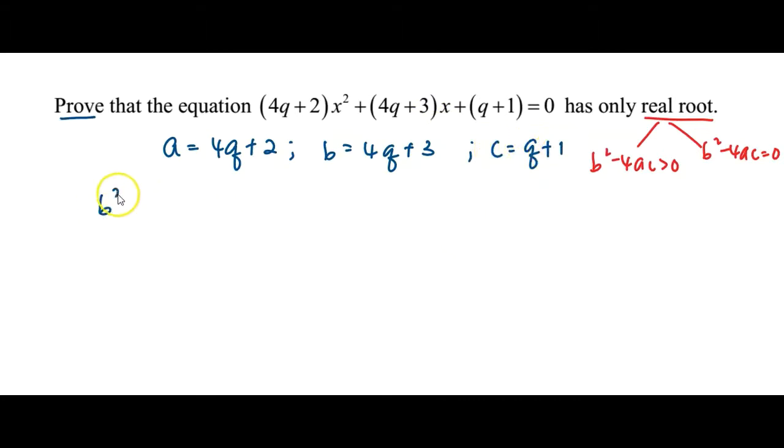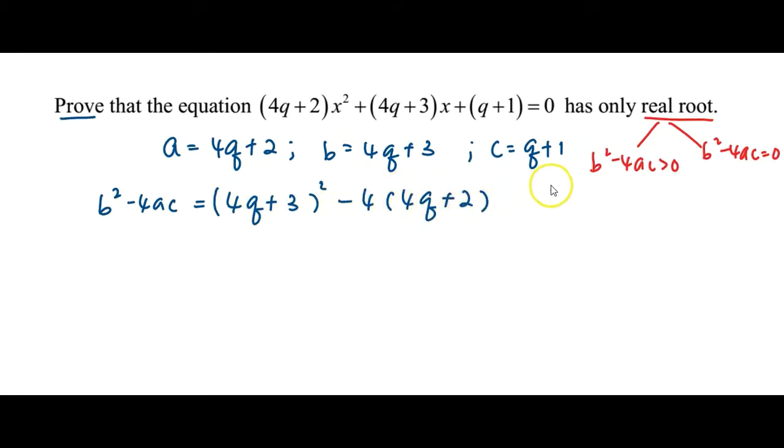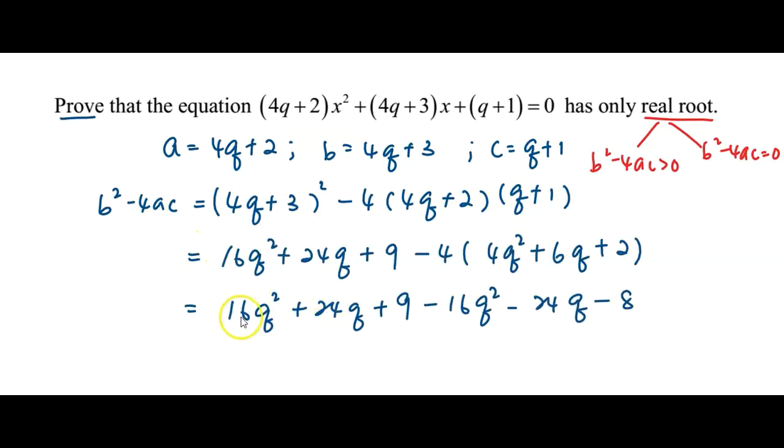So start from b squared minus 4ac without knowing anything, just substitute into it. All right, so your b will be (4q plus 3) squared, minus 4 times a, where a will be 4q plus 2, times c, where c will be q plus 1. And now we're going to expand and simplify it. After I have expanded this, I got this.